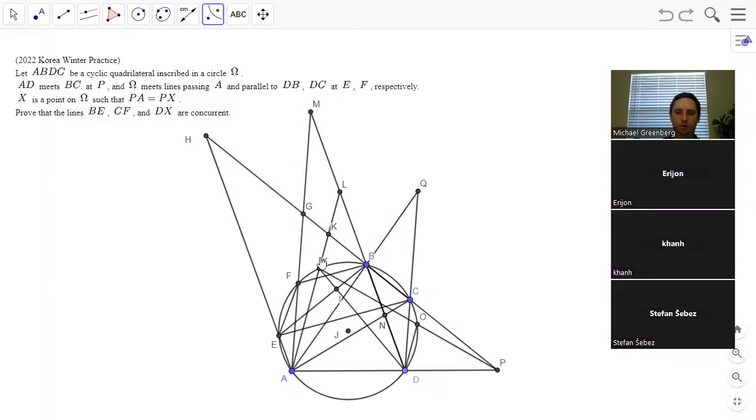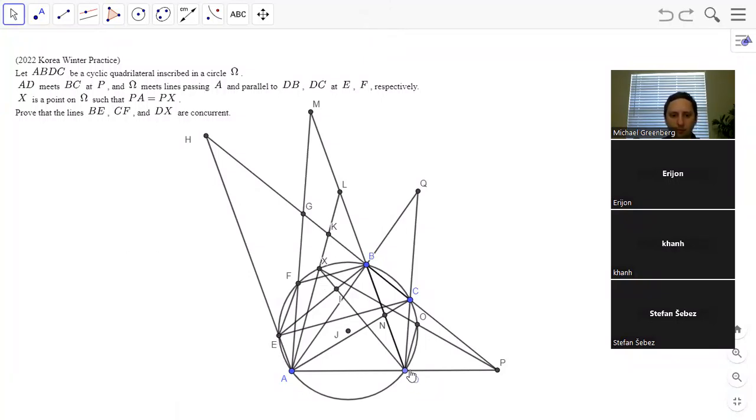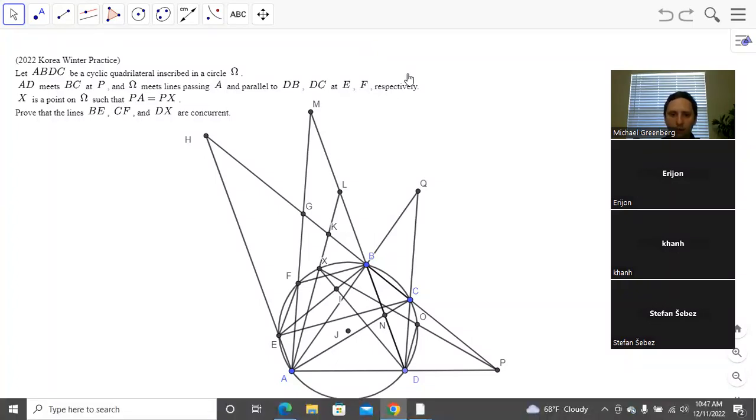So we need to prove that cross ratio FEXD is equal to cross ratio XBD. Because we know an inversion fixes the cross ratio.